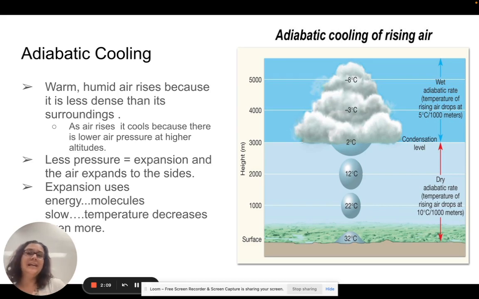Now, adiabatic cooling is important. If you think about this logically, all of this makes sense. We have warm, humid air that's going to rise because it's less dense, right? But as it rises up in the atmosphere, it also starts to cool. There's less air pressure at higher altitudes, so it starts to expand. As it expands, it's using energy. The molecules are starting to slow and that temperature is decreasing. So we've got warm air rising, cooling, and expanding. That's the idea of adiabatic cooling. That's how air cools as it rises.